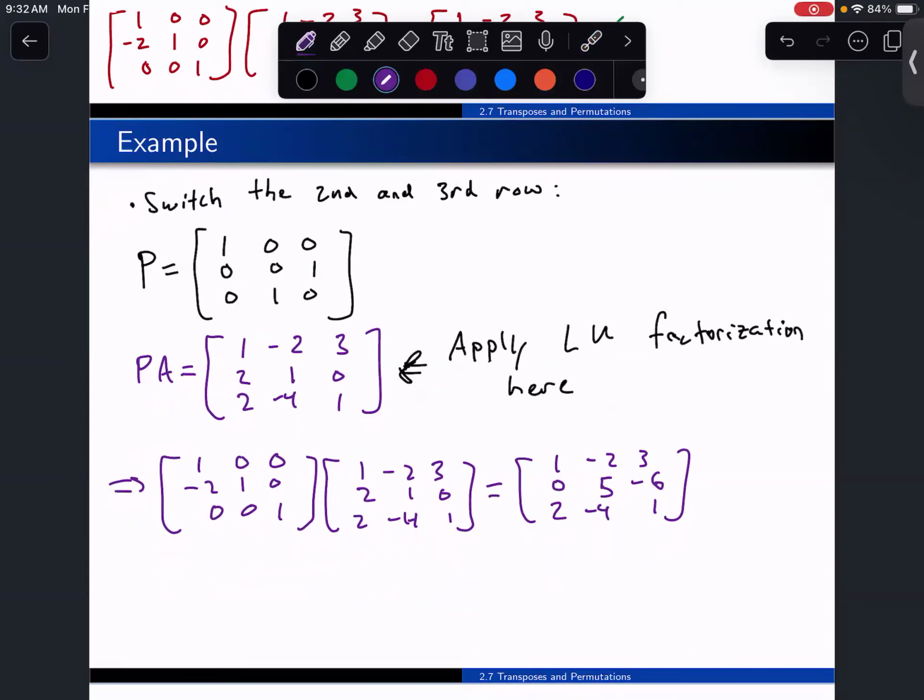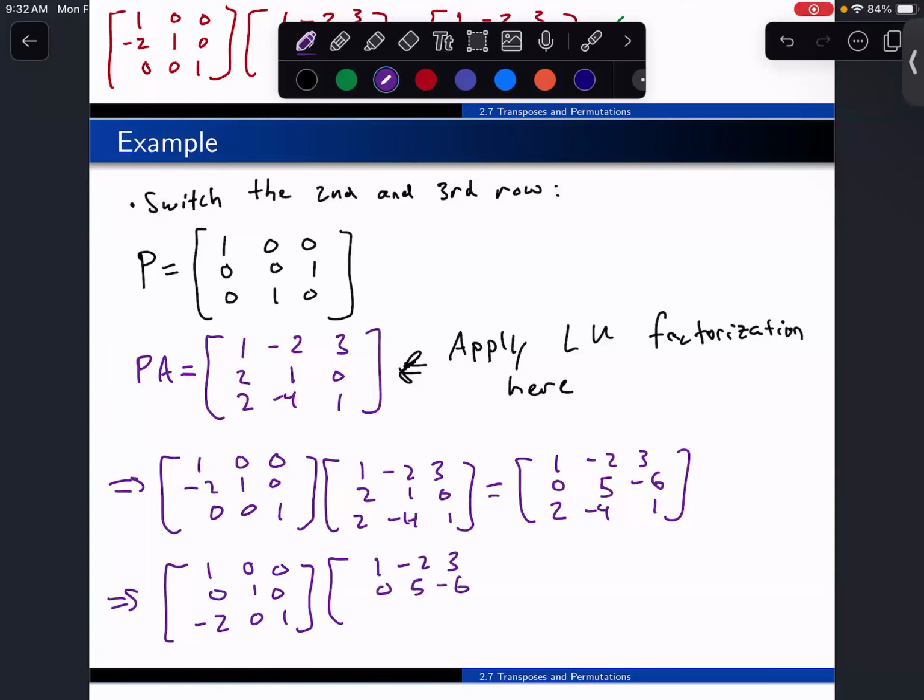And then what we're going to do next is we want to get rid of this entry 2 right here. And we already saw before what ends up happening. This is kind of a repeat of what we've already done, except now the elimination matrix has a minus 2 in the 3, 1 entry instead of the 2, 1 entry. But really the effect is going to be the exact same.